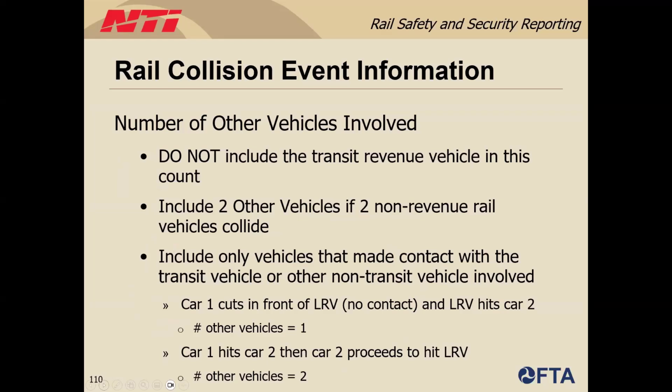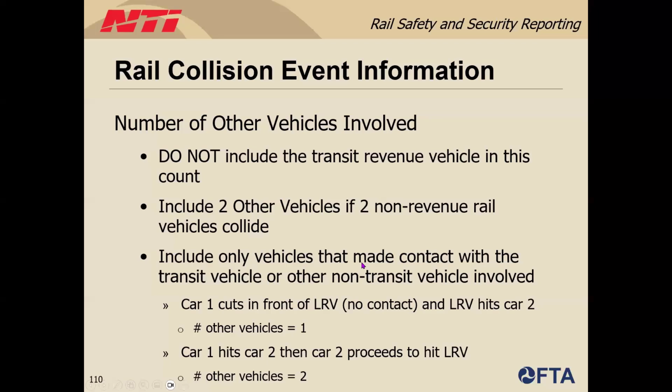Let's look at a few examples of how to determine how many other vehicles to report. As we showed in the table earlier, when two non-revenue maintenance vehicles collide, you do not include a transit revenue vehicle, but include two other vehicles instead to generate the correct forms.